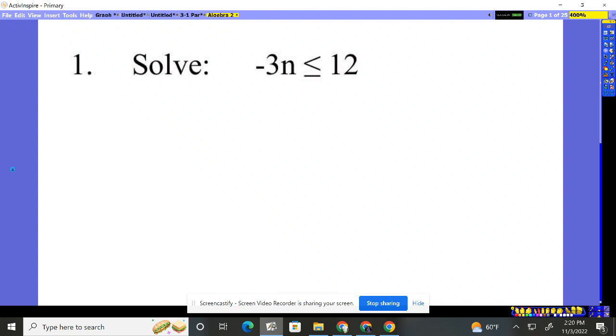Wants us to solve this inequality. So we've got to isolate n by itself. It's being multiplied by -3. To undo multiplication, I'm going to divide by -3. Whatever I do to one side, I do to the other. The thing is, when you divide by a negative, the inequality must flip.